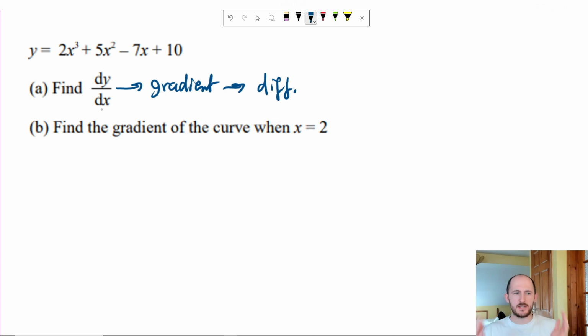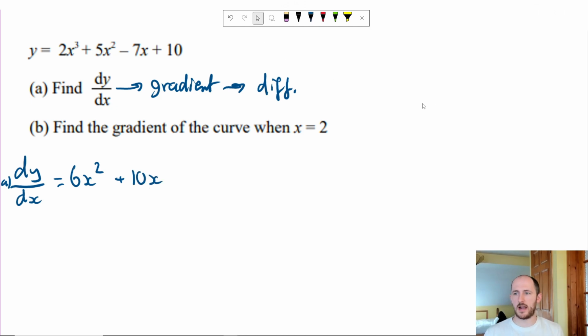But how do you actually differentiate something? Well, all you do, and I'm going to show you right now, using part A as an example, is you bring the power to the front and reduce the power by 1. So, bring the power to the front, we have 2 times 3, which is 6, x to the power of 2. Let's move on. Bring the power to the front. So that becomes 5 times 2, so 10x.